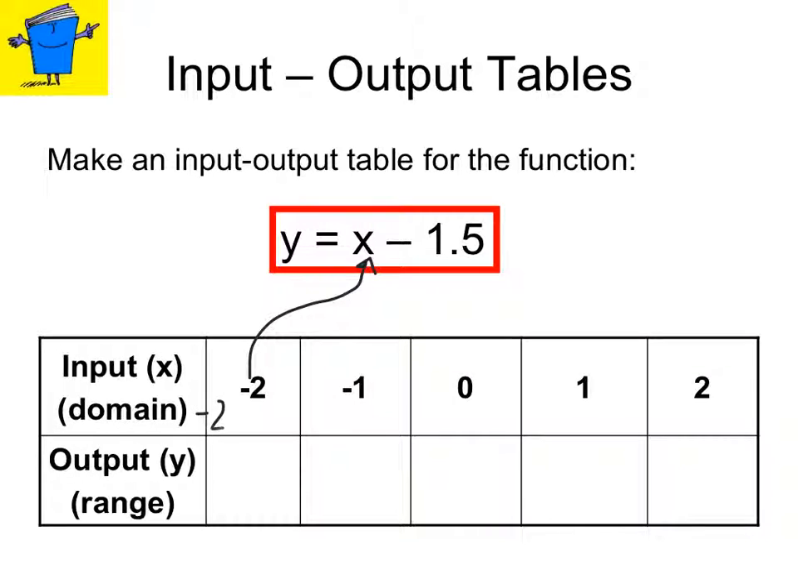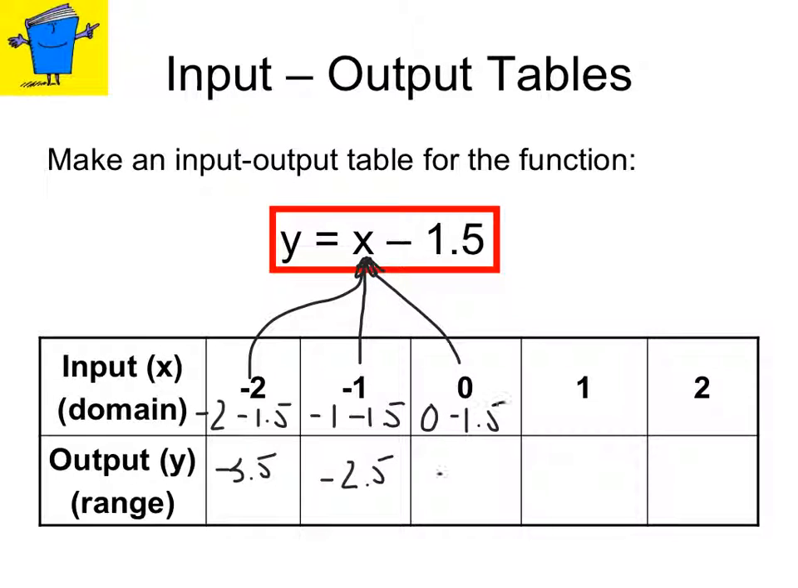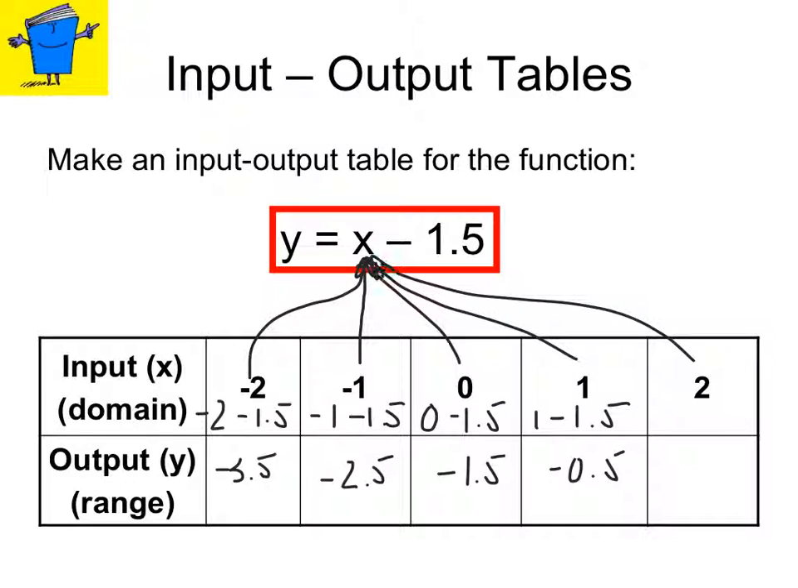So I'm going to put -2 into the rule. So I have -2 minus 1.5, and -2 minus 1.5 is -3.5. And then where x is, I'll put in a -1. So I have -1 minus 1.5, which is -2.5. Now I'll put in a 0 for x. So I have 0 minus 1.5, which is -1.5. Then I put a 1 in for x. So I have 1 minus 1.5, which is -0.5. And finally, I put in a 2 for x. And 2 minus 1.5 would be +0.5.